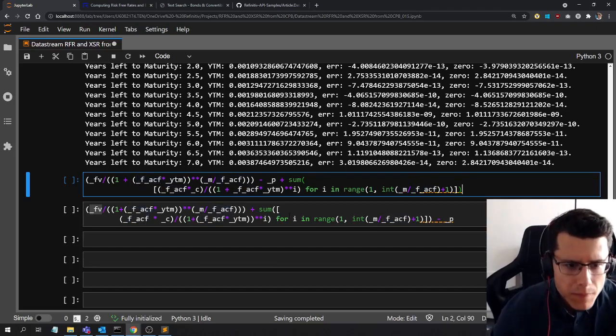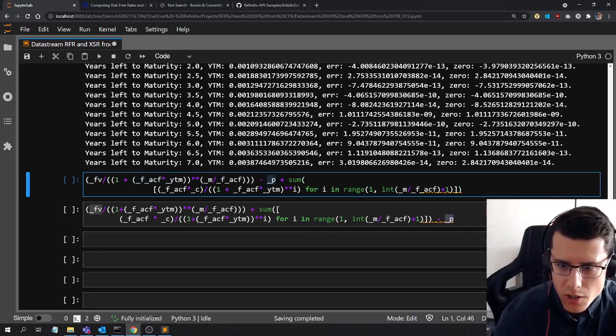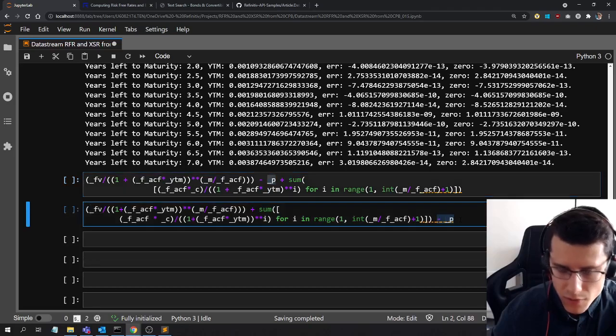How is that not the same? Shouldn't they look the same as well? Like they should be exactly the same. So I've got minus underscore P here, which I've just got at the end here. So if I move that there, oh my god, that's going to be the difference, isn't it?